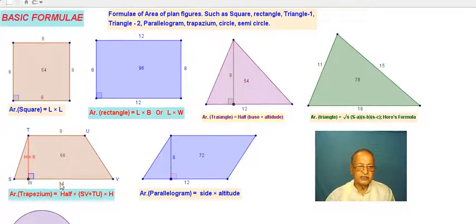SV is 14, TU is 8, so their sum is 22, making it half, so it is 11 into H, that is 6. 11 into 6 is 66 square unit.